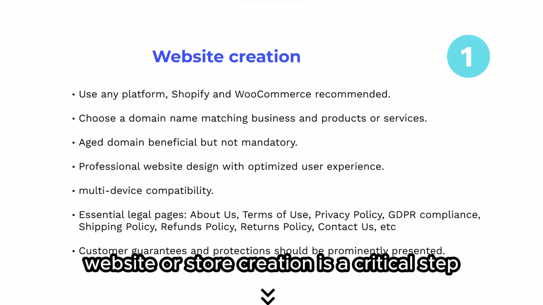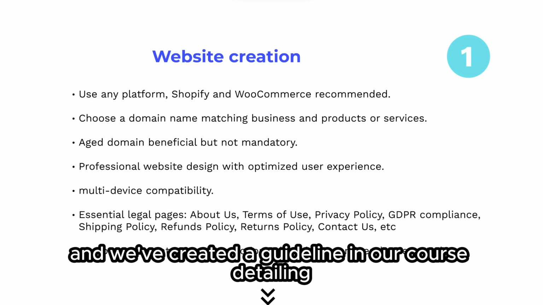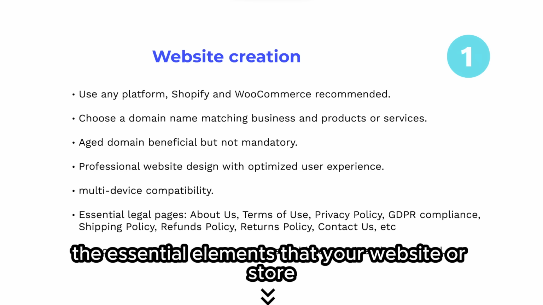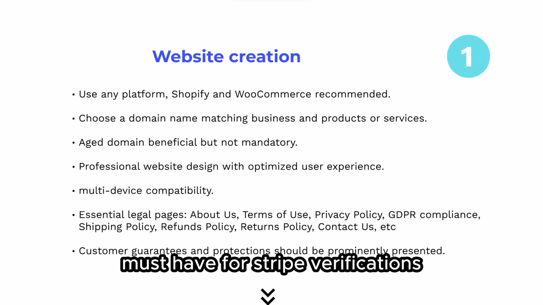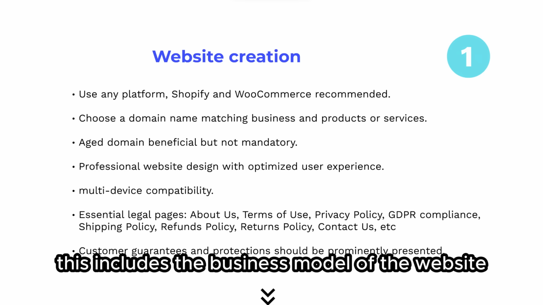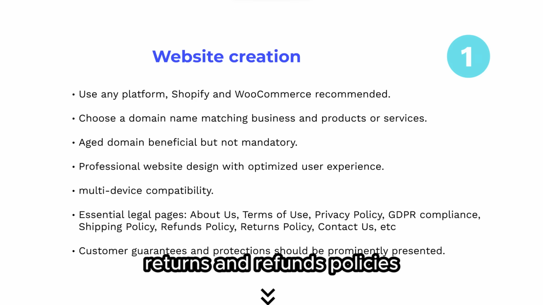Website or store creation is a critical step. Your website must align with Stripe's terms and conditions, and we've created a guideline in our course detailing the essential elements that your website or store must have for Stripe verifications. This includes the business model of the website, legal pages, contact details, product information, shipping policies, returns and refunds policies, customer guarantees, checkout processes, data protection, adherence to local laws, and domain name specifications.